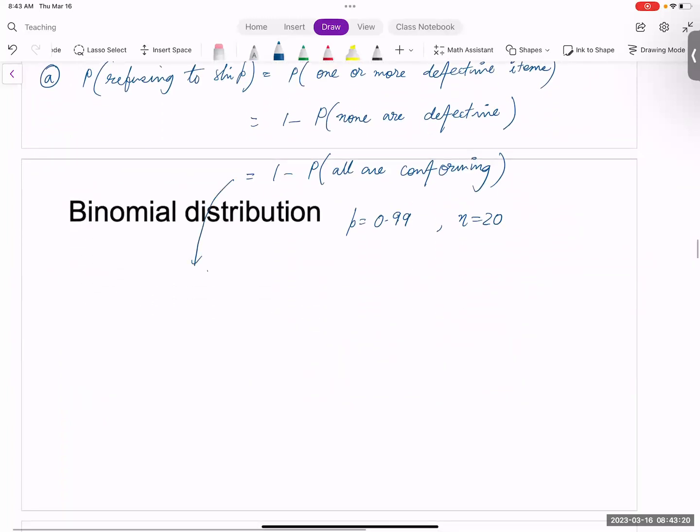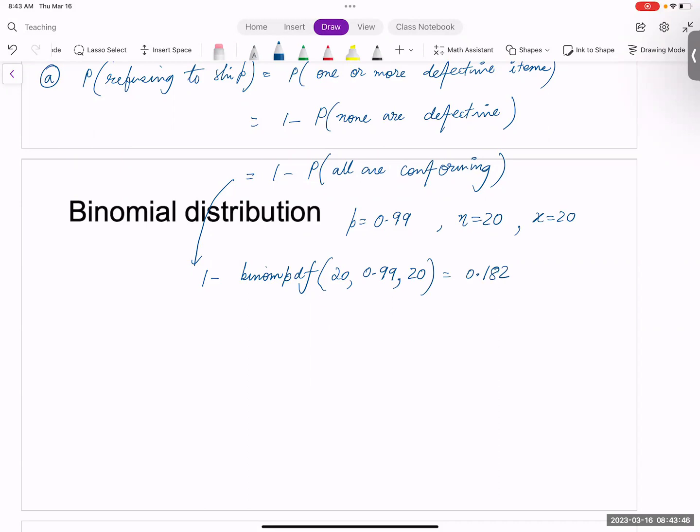This thing right here is equal to 1 minus binom PDF, n is equal to 20, p is equal to 0.99, and since all of them are conforming, your little x is equal to 20. That's equal to 0.182. Now you see, this is not a huge probability. This is a small probability.